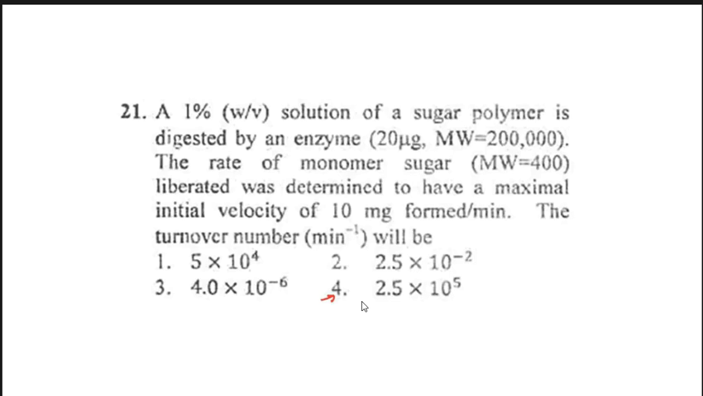This question is from Biochemistry. It says a 1% weight by volume solution of a sugar polymer is digested by an enzyme, 20 microgram, whose molecular weight is 2 into 10 to the power 5. The rate of monomer sugar, molecular weight 400, liberated was determined to have a maximal initial velocity of 10 milligram formed per minute. The turnover number, minute inverse, will be. So first of all, whenever any numerical is given to us, we will write about the data which is given to us. Then we will solve our problem. So let's see.